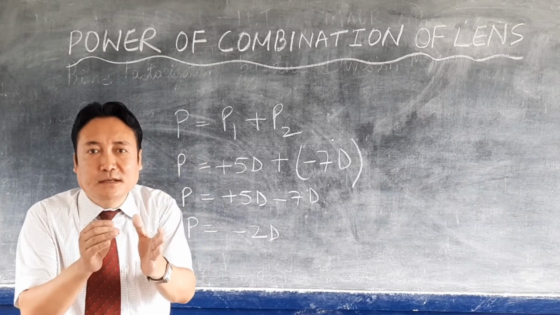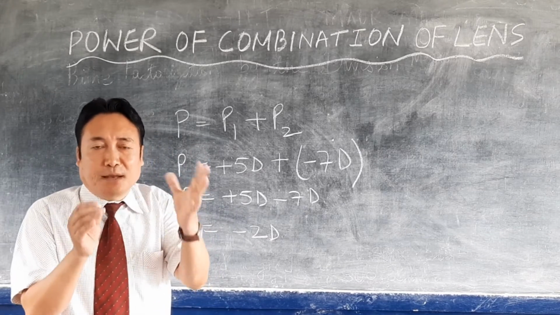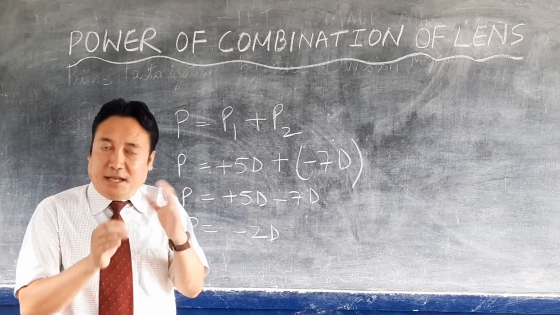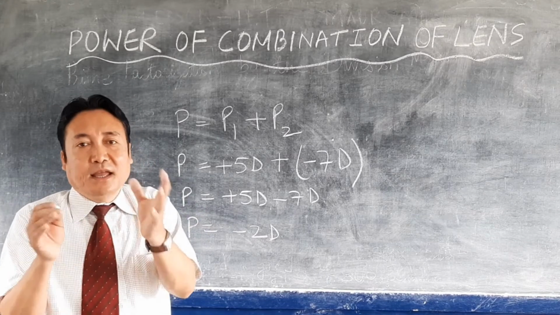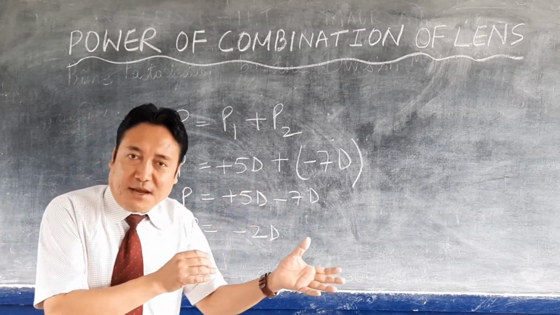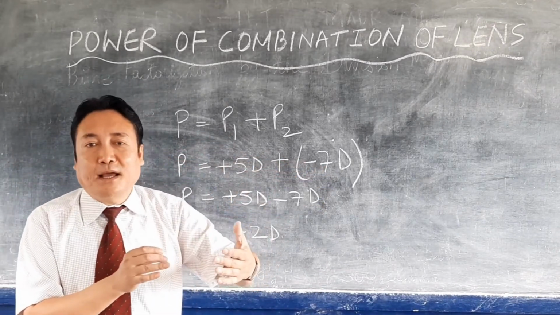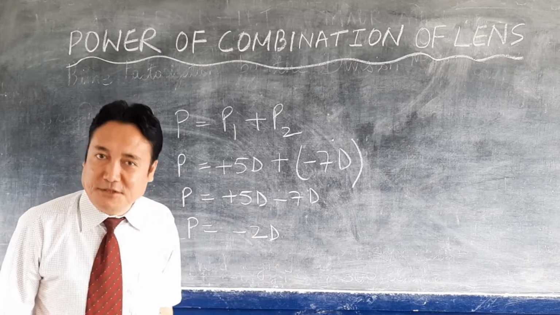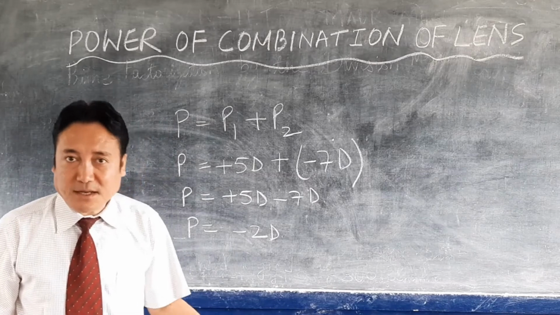You have to combine the lenses together. That means the lenses are kept close to each other. Taking the power of each lens, you will find the resultant power P, and you will find this resultant power by adding the algebraic sum of the individual powers. This way you will find the power of a combination of lenses.